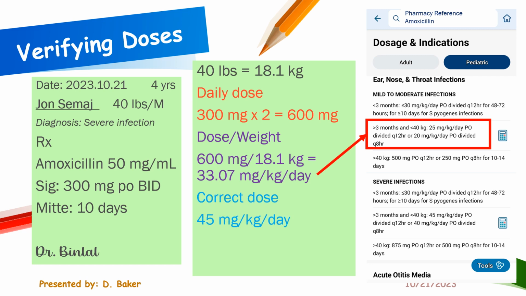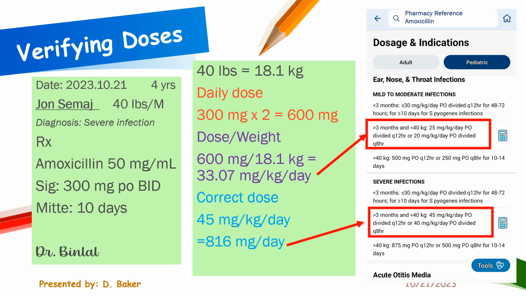Now we've gone through a lot in terms of the calculation of doses. Based on this reference here, this is what is recommended for John's dose in terms of the prescription. So 45 milligrams per kilogram per day is recommended if the child is less than 40 kilograms in terms of weight and older than 3 months.